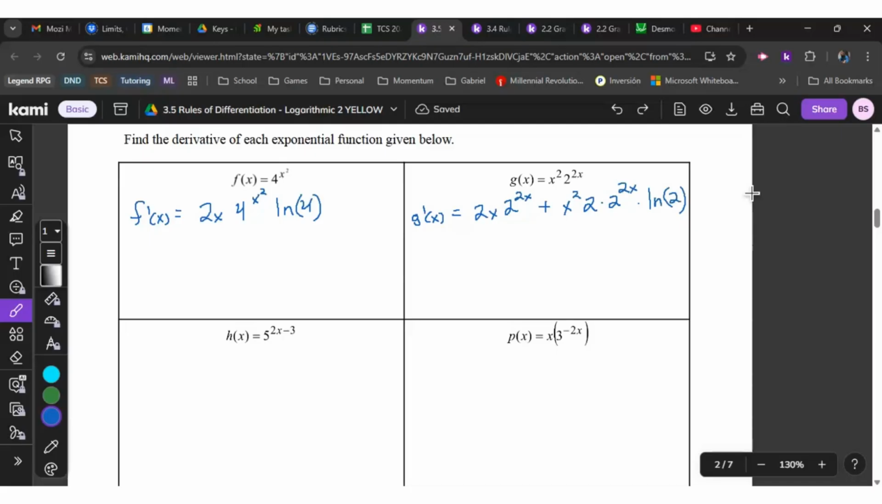Like I could pull the 2 out front, but the only thing I could really do to simplify this, which I would argue is not really even simplified, is I could move the 2 numbers to the front and say 2 ln 2 times x squared 2 to the 2x. But I don't know that that's really simplified.